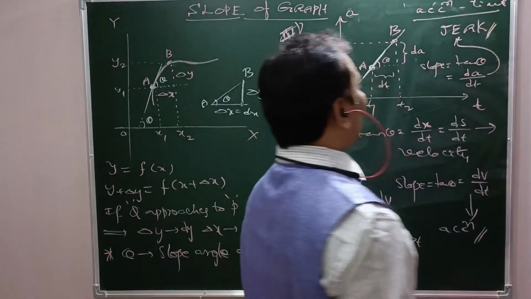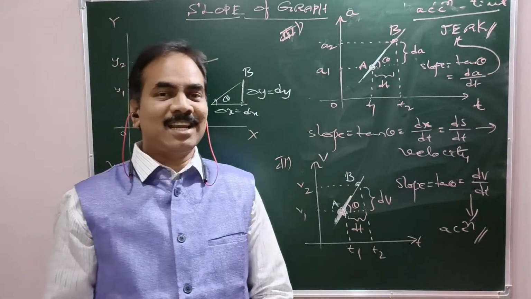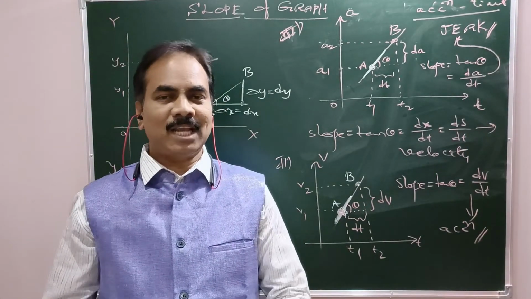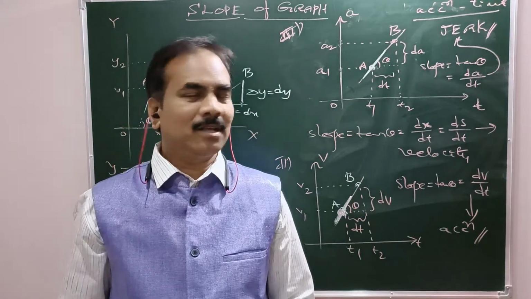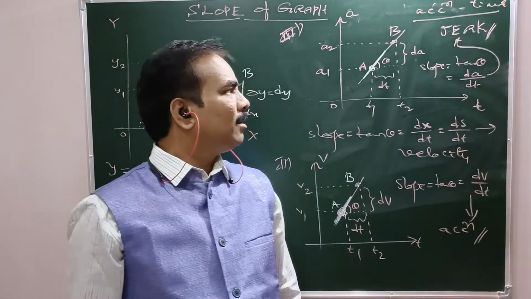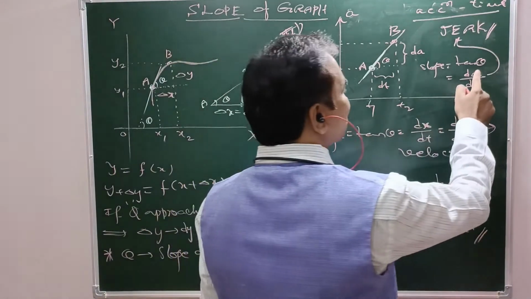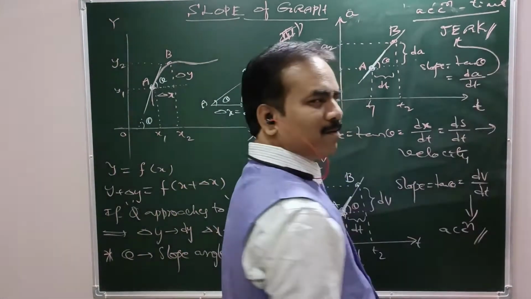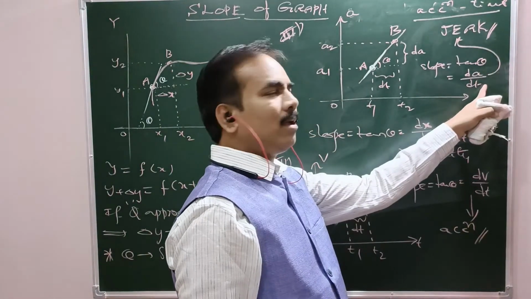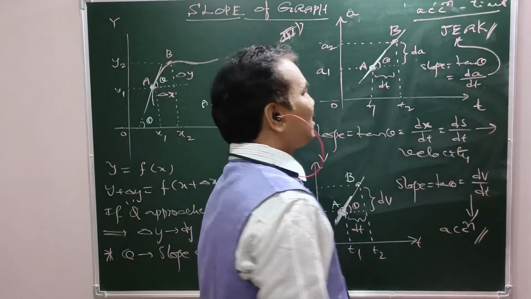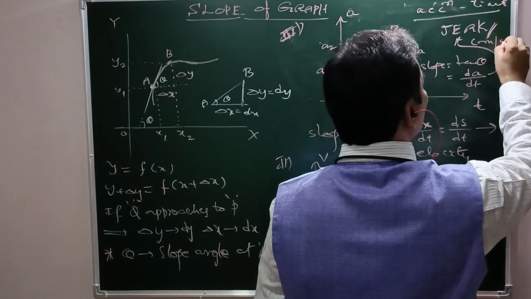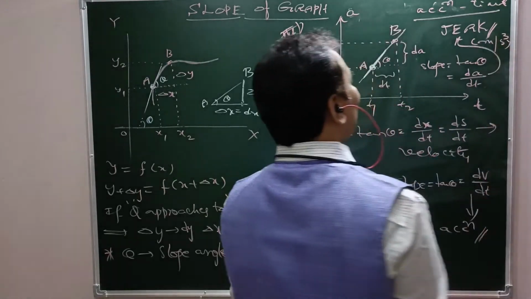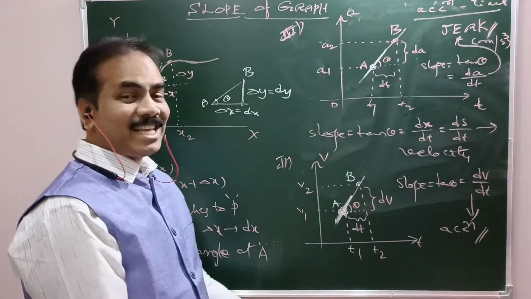Okay. What is jerk? If acceleration is not constant and changes with respect to time, then the rate at which acceleration changes is known as jerk. Right? What are the units? Units means dA by dt, meter per second square divided by time. So meter per second by second is meter per second square. Meter per second square by second is meter per second cube. So what is the reference here?